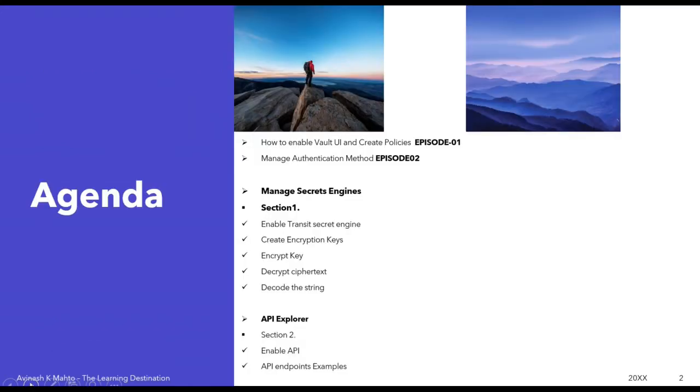So now quickly let's understand today's agenda. As you can see on my screen, in episode 01, I covered how you can enable the Vault user interface and create different policies. In my last tutorial, episode 02, I covered the authentication methods, and today I am bringing Manage Secret Engines. I am going to cover two things in this section: one is Manage Secret Engine and the second is API Explorer. I have divided it into two sections, section 1 and section 2.